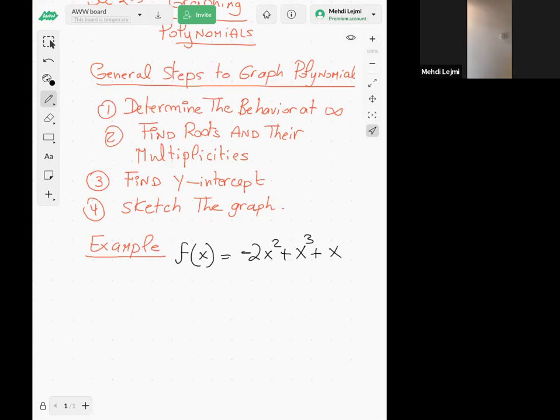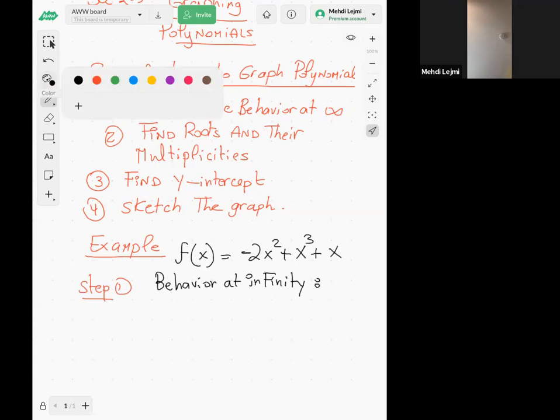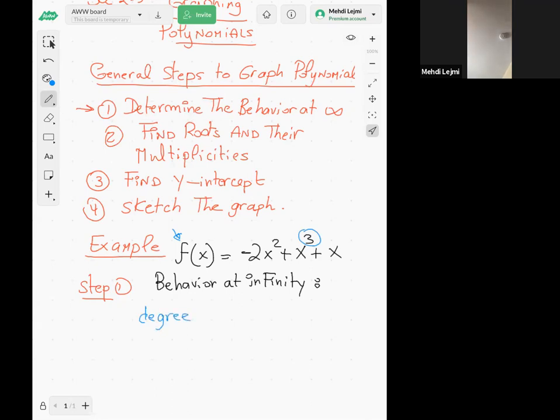So the first thing to do is to determine the behavior at infinity. This is step 1. We have to find the degree. The degree here is the highest power of x, which in our f of x is of course 3. So the degree of f of x is 3, and that's odd.